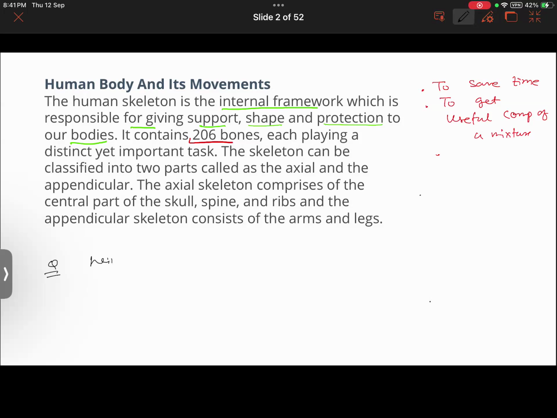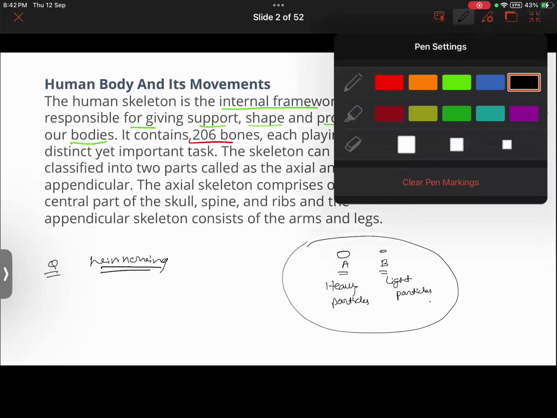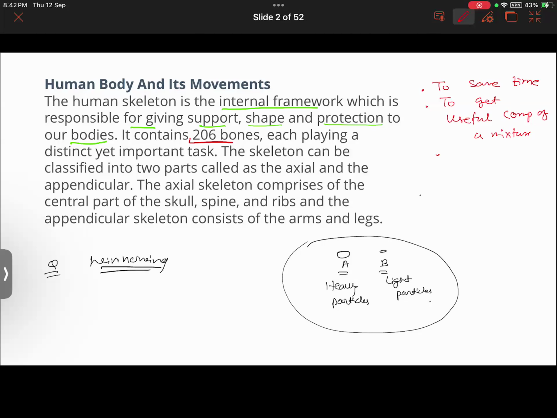Okay, explain winnowing. What is winnowing? Yes, Salima, what is winnowing? Sir, it is a process. Winnowing is a process by the wind. It's the process of separating a heavy component and a light component of a mixture.